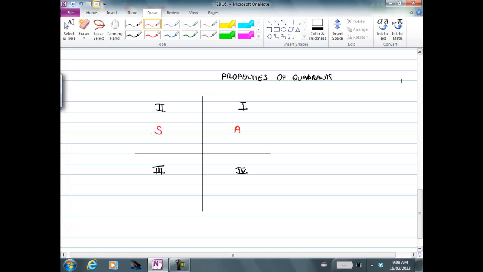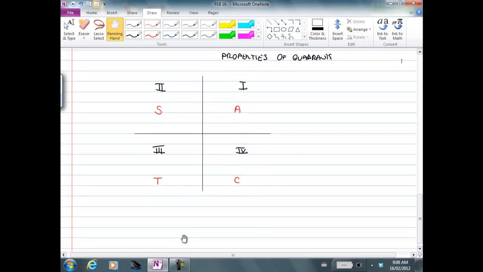Then in quadrant 2, there's an S. Quadrant 3, a T, and quadrant 4, a C. It's called the casserole. Or all students take calculus. Or you can say, all students take calculus. Or add sugar to chai. So guys, gals, they all mean the same thing. But what does ASTC stand for?